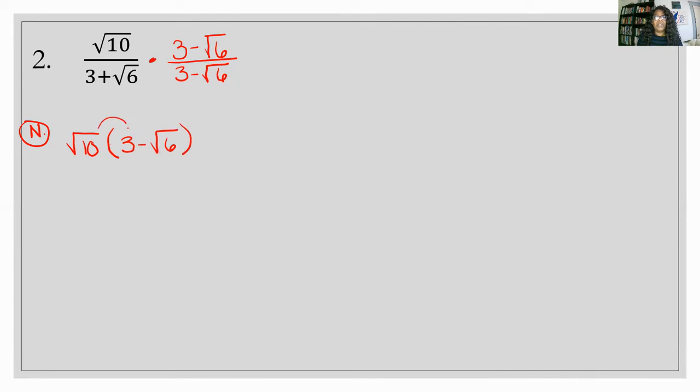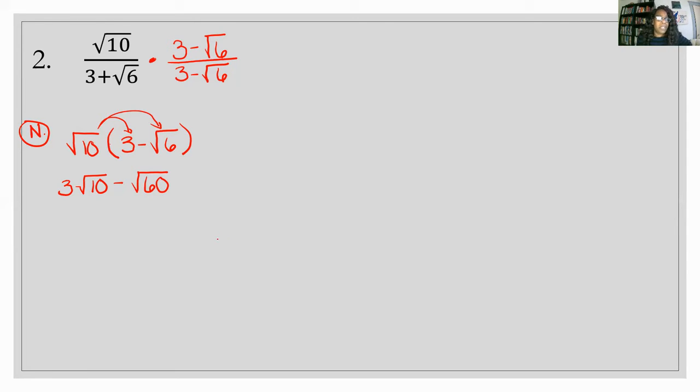And now I'm going to do the distributive property. I'm going to distribute that square root of 10 to everything, okay? Now, 3 times the square root of 10 gives me 3 square root of 10, minus square root of 10 times square root of 6. That will give me the square root of 60. Now, square root of 60, I bet you, cold hard cash, that there is a perfect square in there.